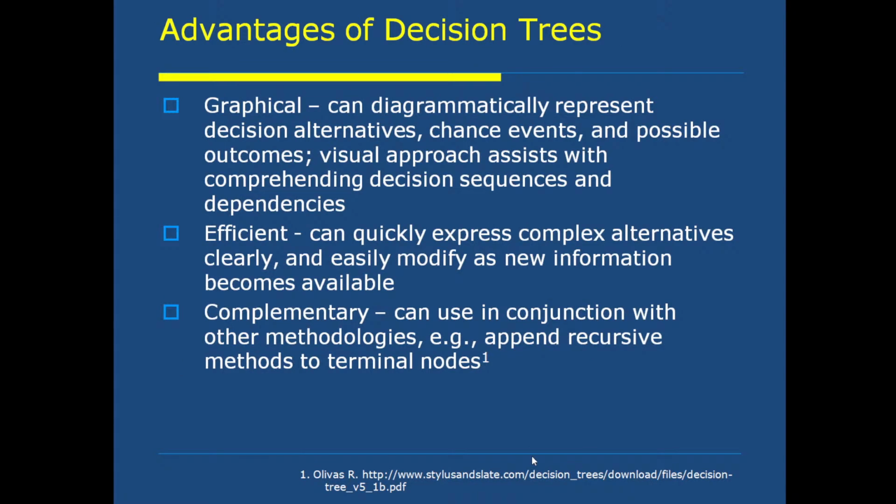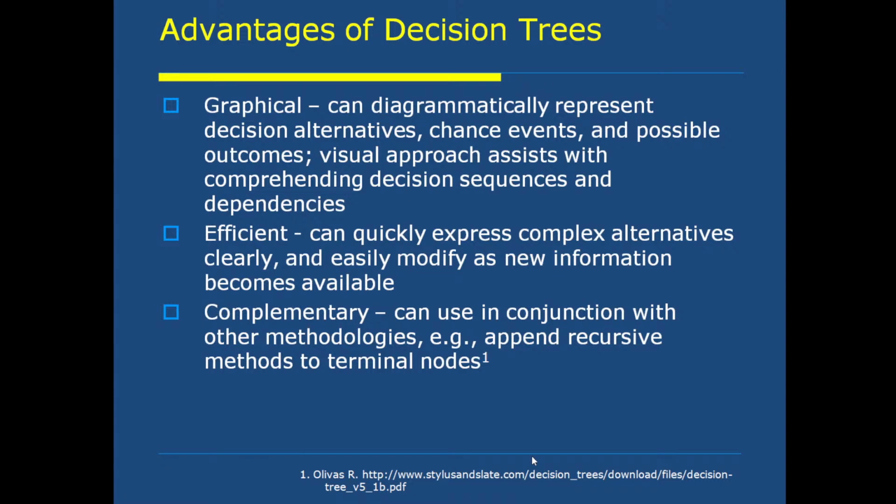There are some advantages of using decision trees. First of all, it is graphical, so it can diagrammatically represent decision alternatives, chance events, and possible outcomes. This visual approach assists with comprehending decision sequences and dependencies.